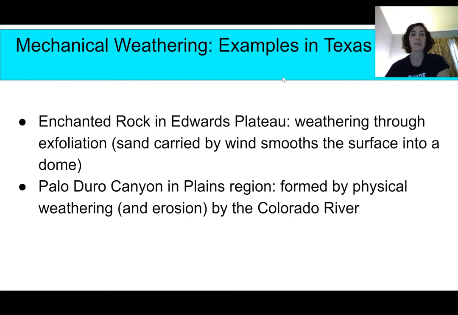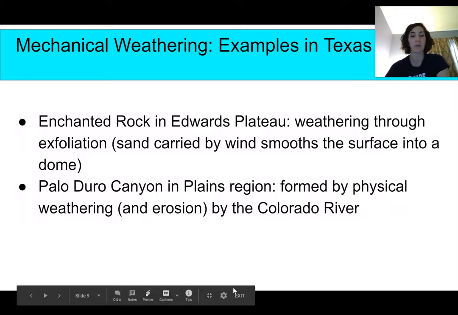All right, so let's talk about some mechanical weathering examples in Texas. So mechanical is physical weathering, so that's things being broken down physically. So Enchanted Rock in the Edwards Plateau, this is a dome-shaped rock, and this weathering has happened through exfoliation. So sand carried by the wind smooths the surface into a dome. And then Palo Duro Canyon in the Plains region that you can visit, it's pretty cool. That was formed by the physical weathering and erosion of the Colorado River.